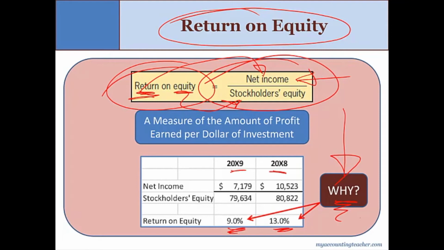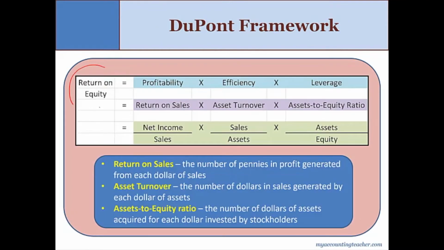Let's take a look at the Dupont Framework. It takes return on equity and breaks it down into 3 different ratios: profitability, efficiency, and leverage. In other words, a company's return on equity is affected by more than profitability. It's affected by profitability, how efficient you are at using your assets, and then how did you pay for those assets, with liabilities or with owner's equity. So let's take a look at each one of these 3 ratios individually.